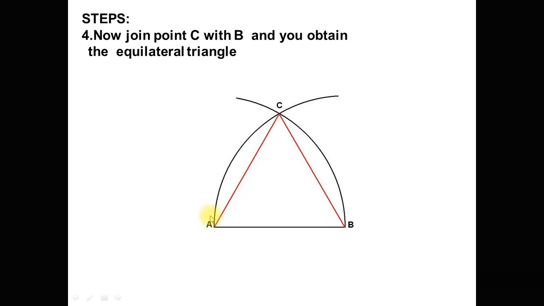Then draw another arc. These 2 arcs intersect each other at point C. Then join the point C to point A and point C to point B, and you will get the equilateral triangle.